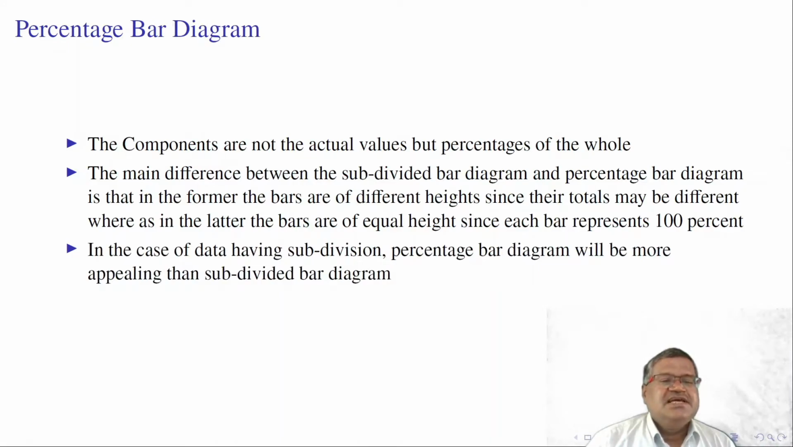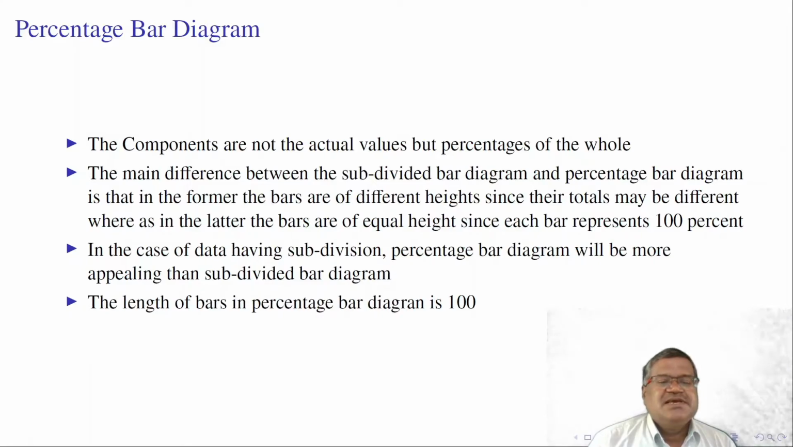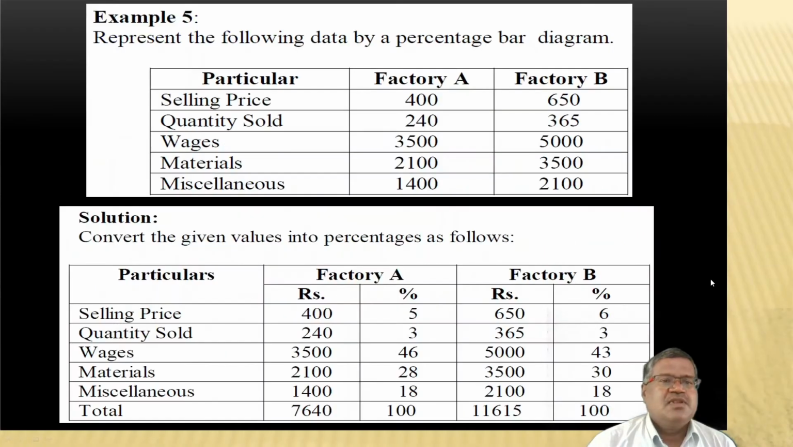In this case, for data having subdivisions, a percentage bar diagram will be more appealing than a subdivided bar diagram. The length of the bars in a percentage bar diagram is always 100. This is the example of a percentage bar diagram.